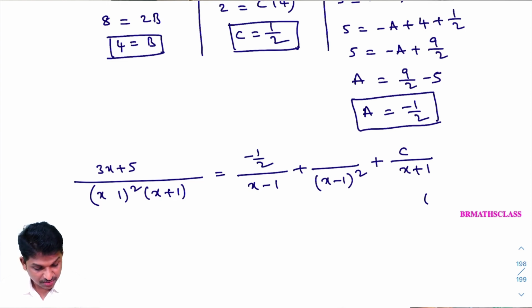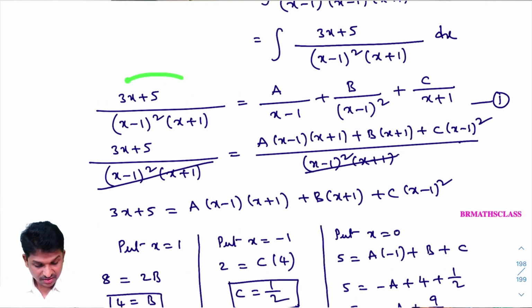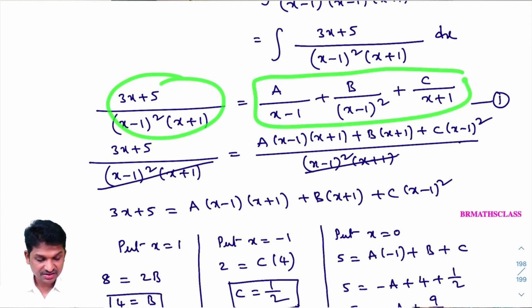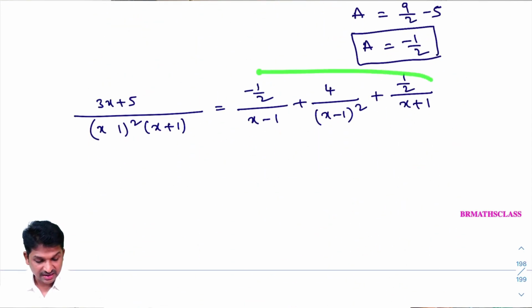What is B value I got? B value I got as 4. What is C value I got? C value is 1 by 2. Please observe this one. This is what we learned from partial fractions. Now, as I got the A, B, C values, in place of A, B, C, I have written the values. So, I got it like this.